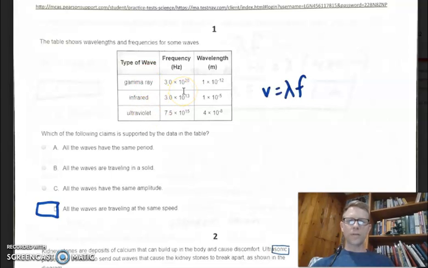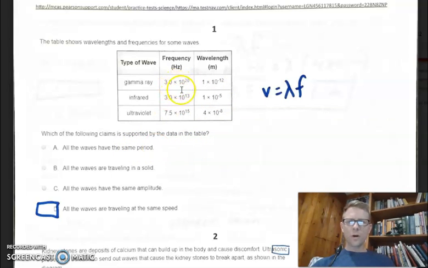But we know these are all going at the same speed, the same as visible light. But even if you didn't know that, you could look at the values. So frequency and wavelength, the velocity is frequency times wavelength. If you multiply each of these, 3 times 10 to the 20th by 1 times 10 to the negative 12, you're going to get the same number for the wave speed for all of these.